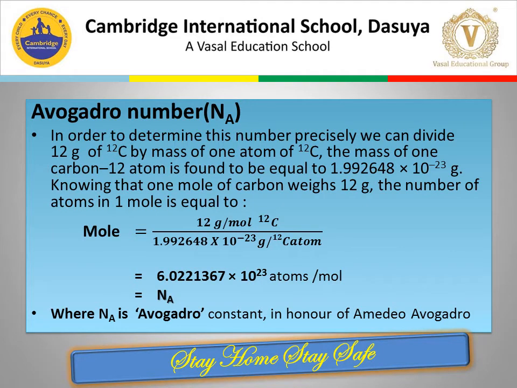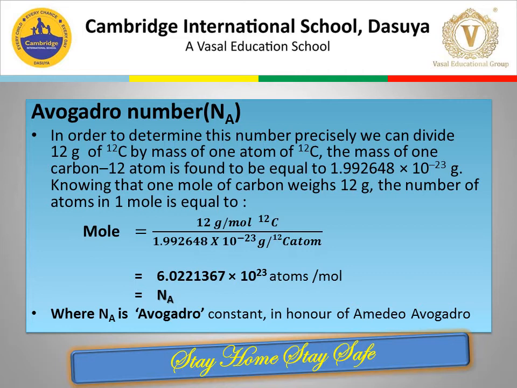Now that we have defined 1 mole, it must be kept in mind that 1 mole of a substance always contains the same number of entities, no matter what the substance may be. But the question is how to find out the number of particles in 1 mole.